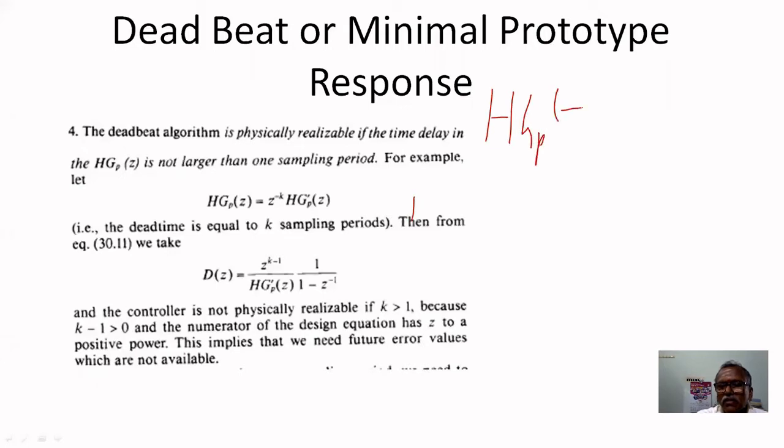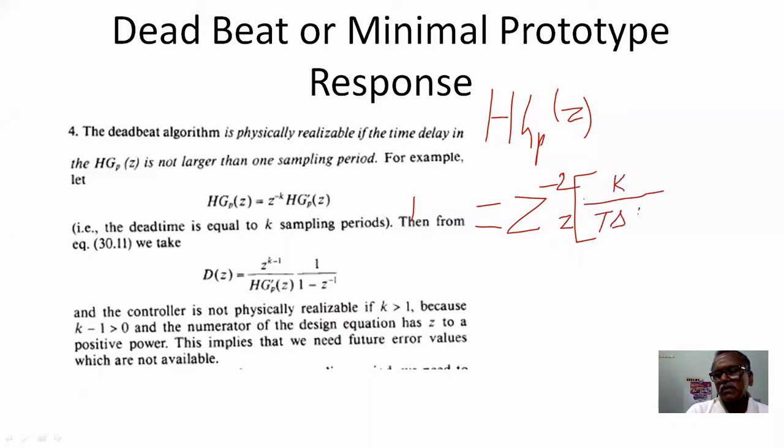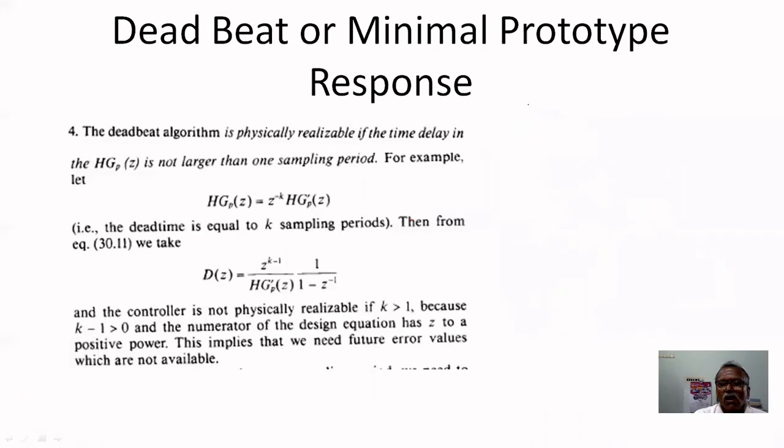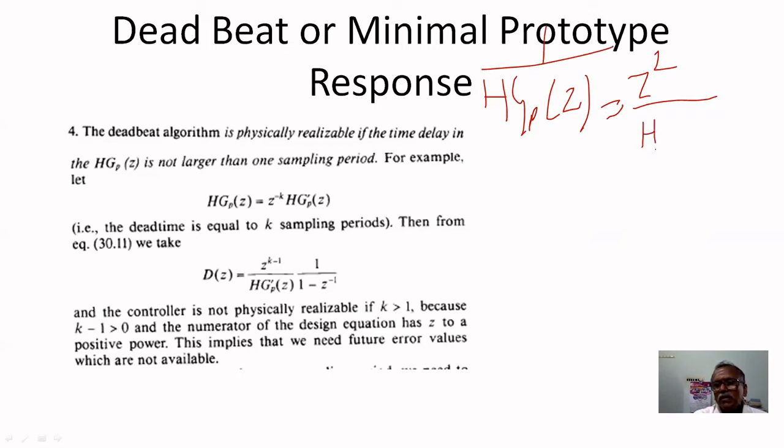HGP of Z is equal to Z power minus 2, for a 2 sampling period dead time, or minus K generally, times HGP of Z, the Z transform of the system without dead time, that is K upon tau s plus 1. If you substitute this in the controller expression, you will get Z power plus 2 in the numerator, because you would find 1 by HGP of Z times Z power minus 2, and in the denominator you will get HGP of Z without dead time, Z power 2.